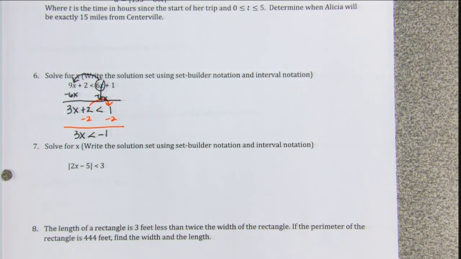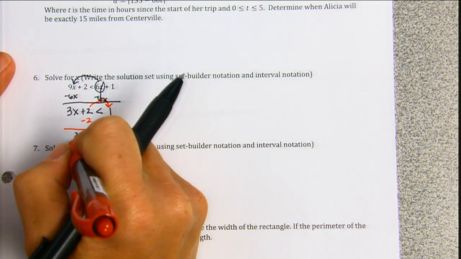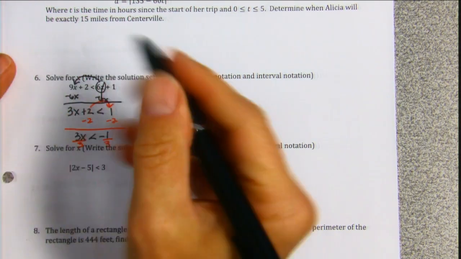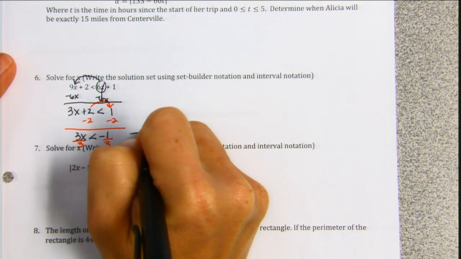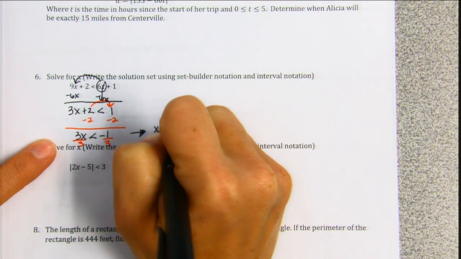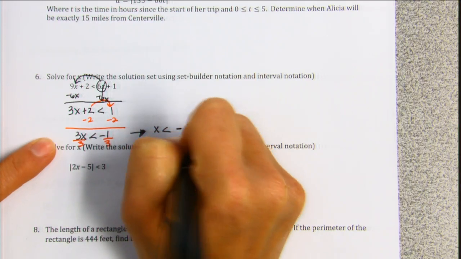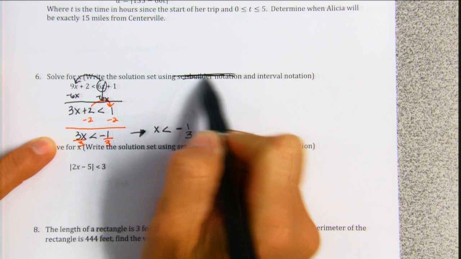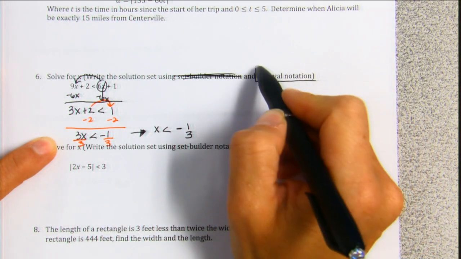What's our last step to get x by itself? Divide by 3. Do I flip the inequality symbol? No, because I did not divide by a negative number, right? I divided by a positive 3. So what we have is x is less than negative 1/3. And I'm just asking you on the test to answer in interval notation.